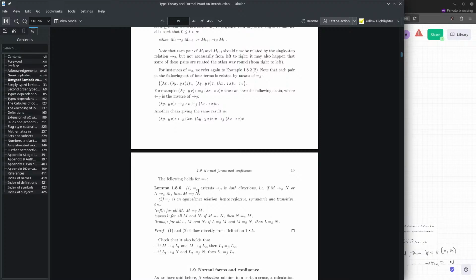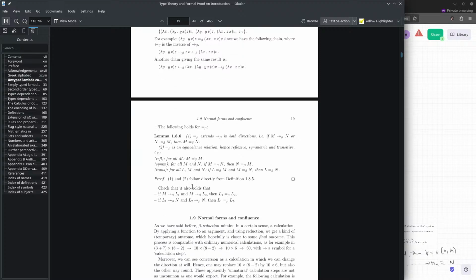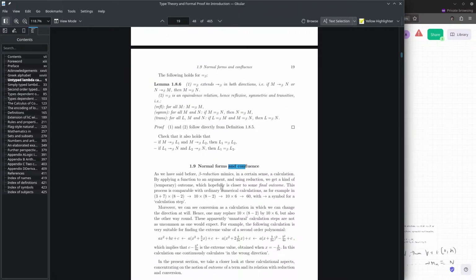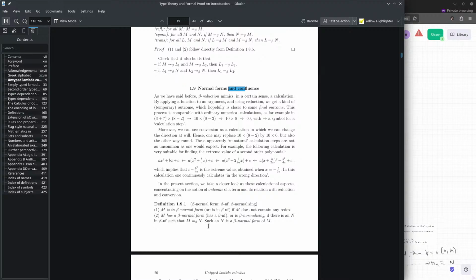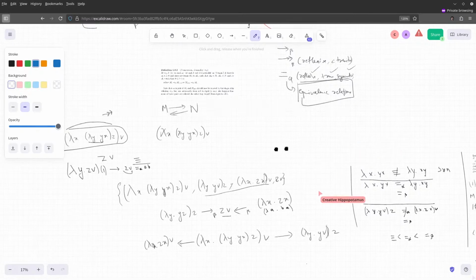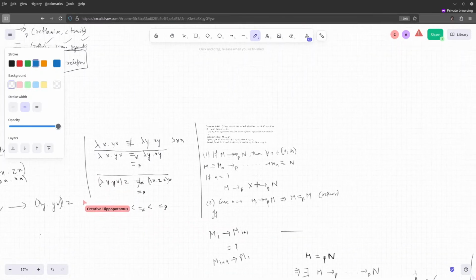Equality, and then normal forms and confluence. So what I was thinking is that normal form is, as I said, just the simplest form. There's nothing much about that. And after that, we're going to see the Church-Rosser one.